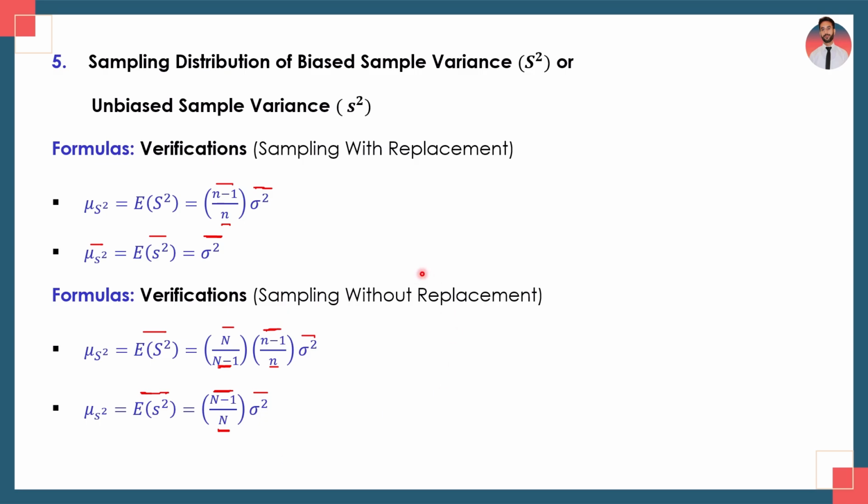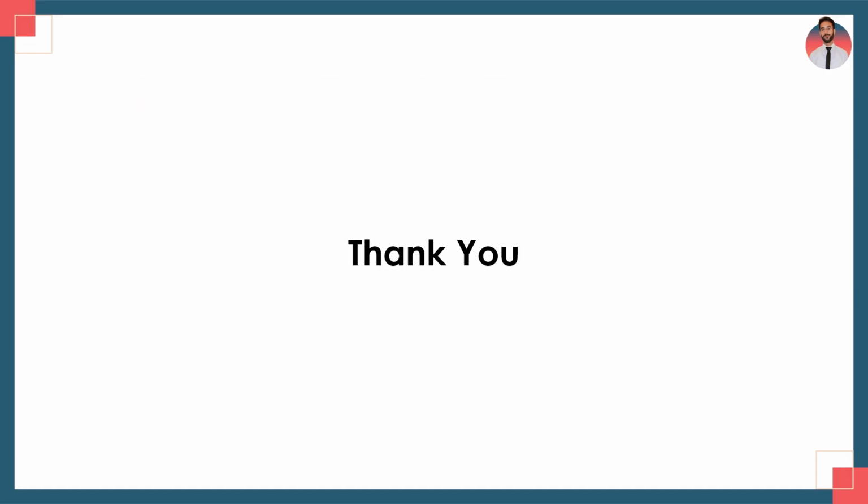So these are the verification formulas for sampling with replacement and for sampling without replacement of both variances, biased or unbiased. In this lecture, all types of notations, formulas and verification formulas are discussed for making the sampling distribution of biased or unbiased sample variance.